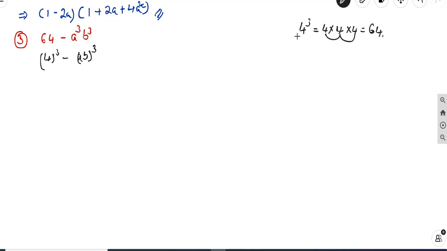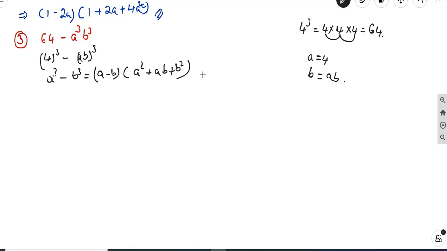Okay, so this is using the identity a cube minus b cube, which is equal to a minus b into a square plus ab plus b square. So what is a? A is 4. And what is b? B is ab.